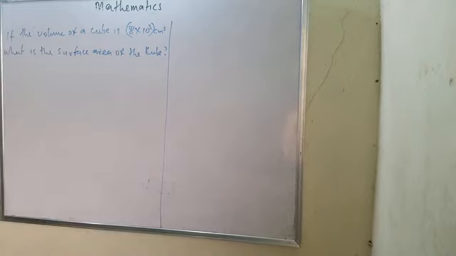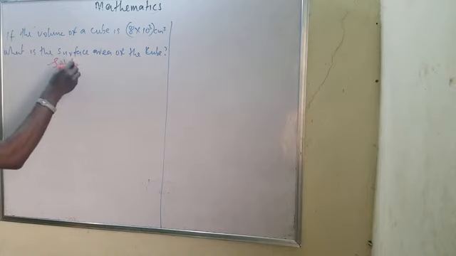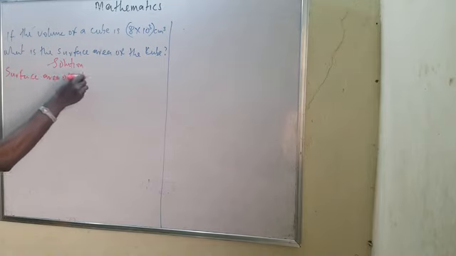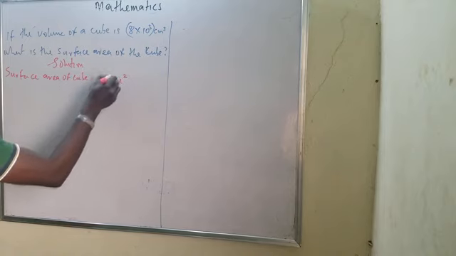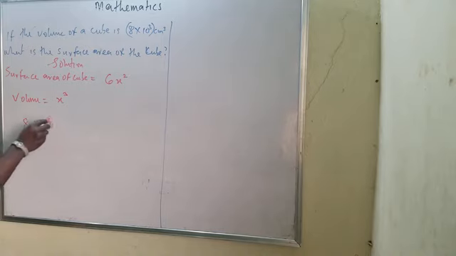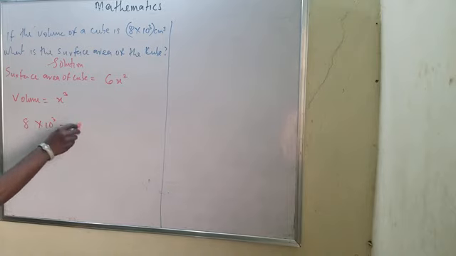Now, what you need to know here is the solution. It means my surface area of a cube equals 6x squared. It means my volume will be equal to x raised to 3. Now, if the volume of a particular cube is 8 multiplied by 10 raised to power 3, it equals x raised to power 3.